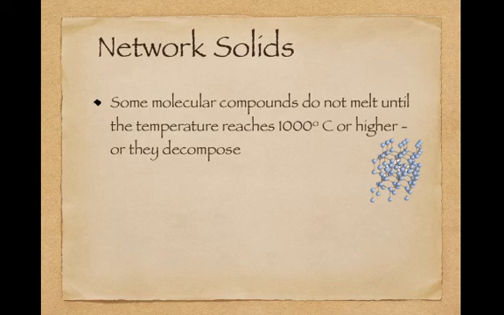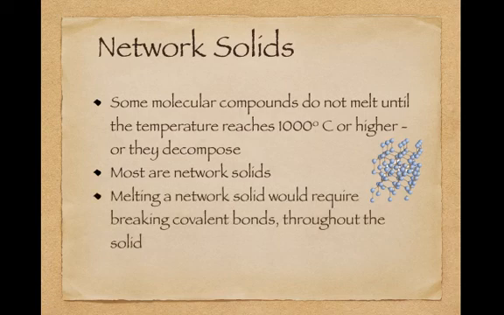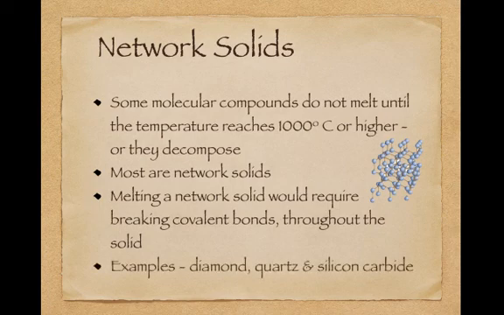Sometimes the melting points are in the thousands of degrees. And they don't usually melt, they just decompose. So they go from being a solid to gas. These are known as network solids. In order to melt it, you have to break all of the bonds, and so it's really hard. A couple of good examples, and you should know these, would be diamond, quartz, and silicon carbide.